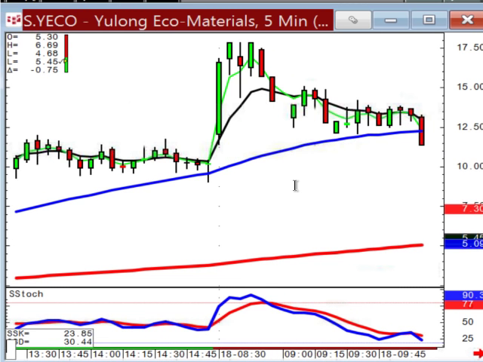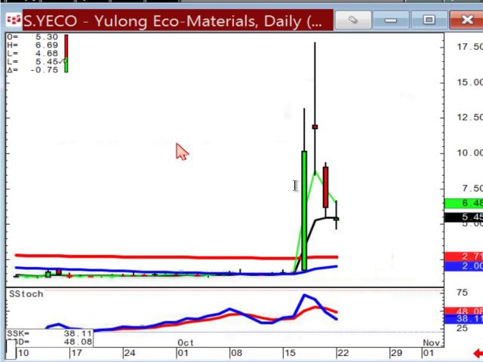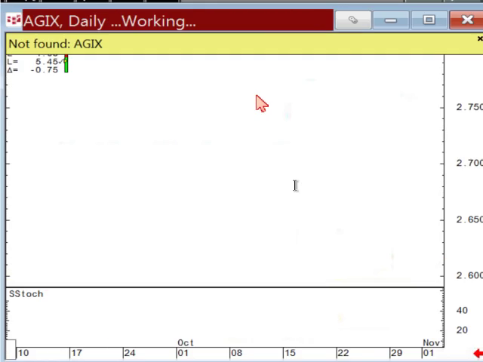This is why you go to your 10-minute chart, because they've gone from 2 to 1750 in 2 days. What do you expect is going to happen? Somebody's going to start taking some profits. AGIX, not coming up.